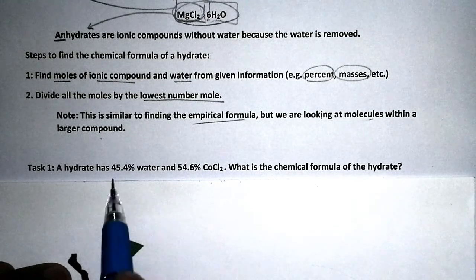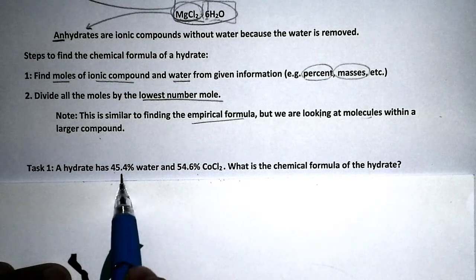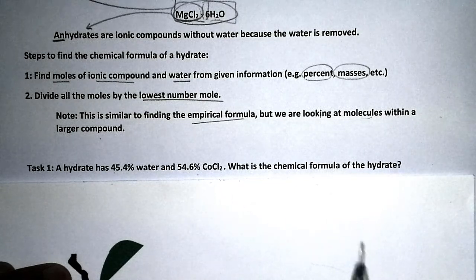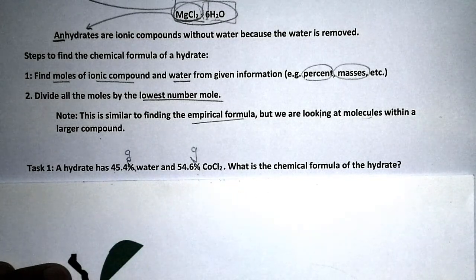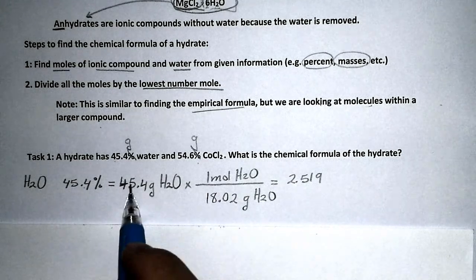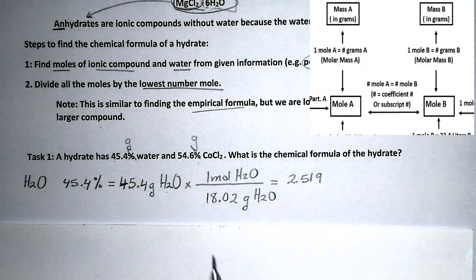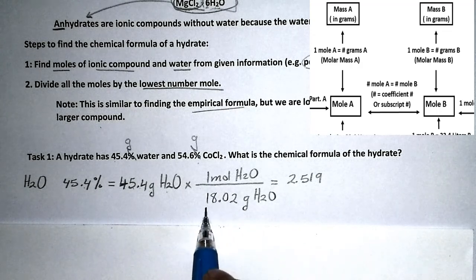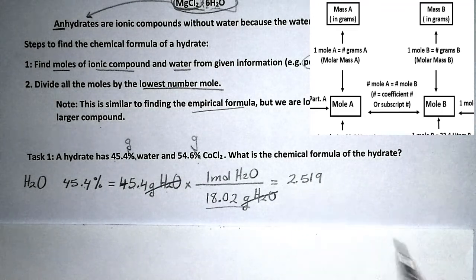Well, first of all, we have percentages, and we know that percentage is out of 100. So we can assume that this sample is theoretically 100 grams. By doing that, we can change the percentages to grams automatically. For water, I have 45.4%, and by assuming 100 grams, I have 45.4 grams of H2O. I can convert it to moles easily by multiplying by the molar mass conversion factor. Notice the mass is on the bottom, so the grams cancel out. Here we get 2.519 moles of water.